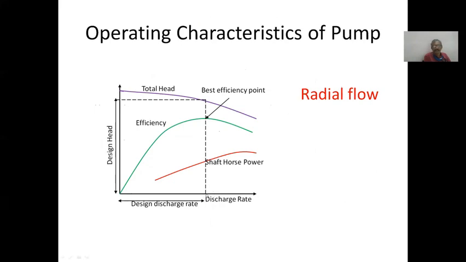This is the design discharge rate, and correspondingly you get a head. This is the design head. So you should select your pump in such a way that it operates very near to the design head and the discharge rate. Only then will the pump be operated with maximum efficiency.